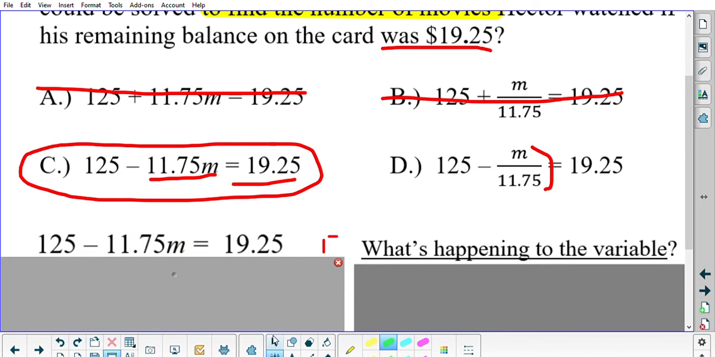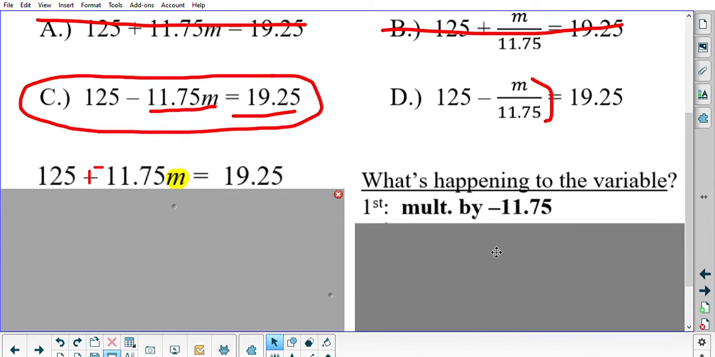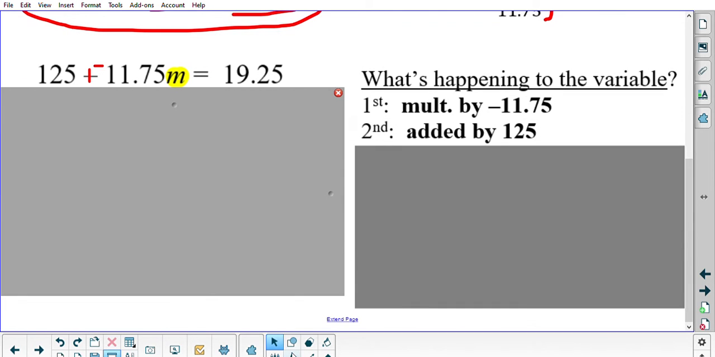So ladies and gentlemen, whenever the variable is on the right-hand side of subtraction, you need to make the subtraction become adding the opposite at the very beginning. And that's why we would say the variable is multiplied by negative 11.75, and then it's being added by 125. Yes, you can read backwards with addition. You would not have been able to read backwards with subtraction.